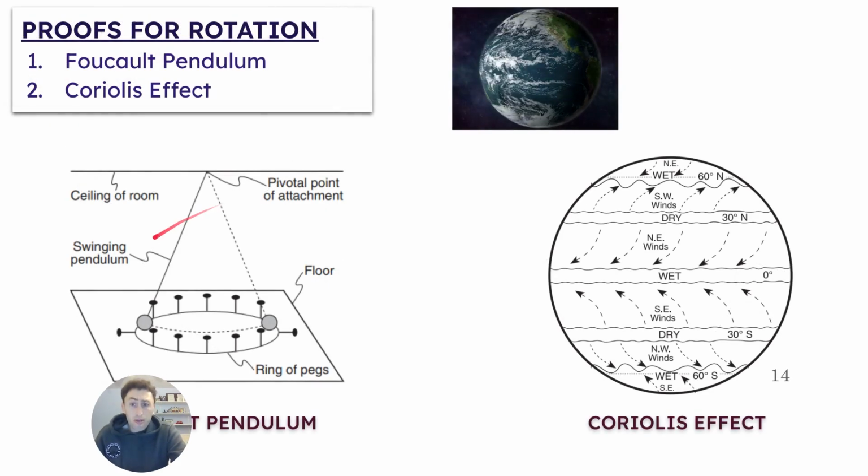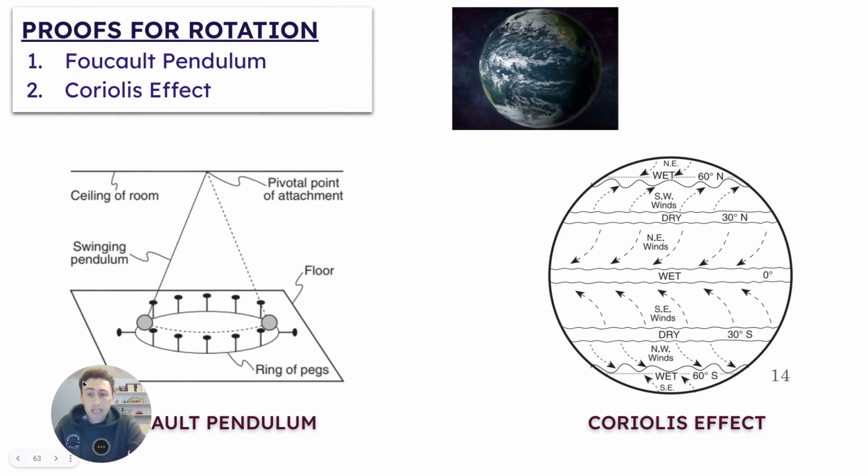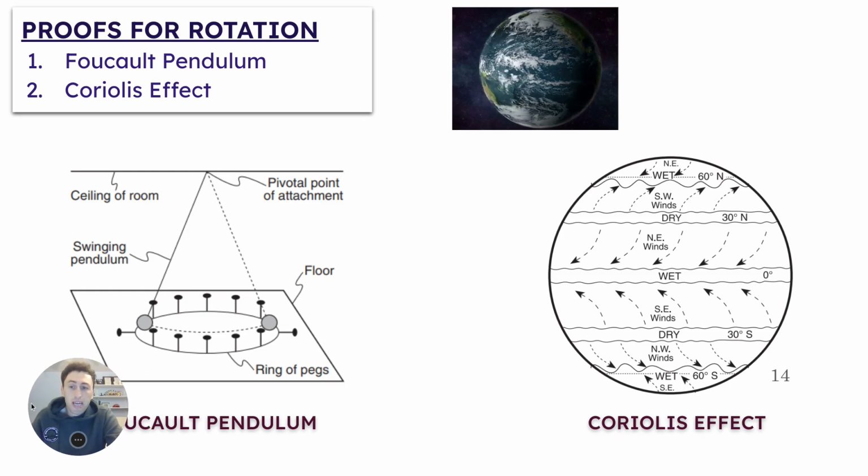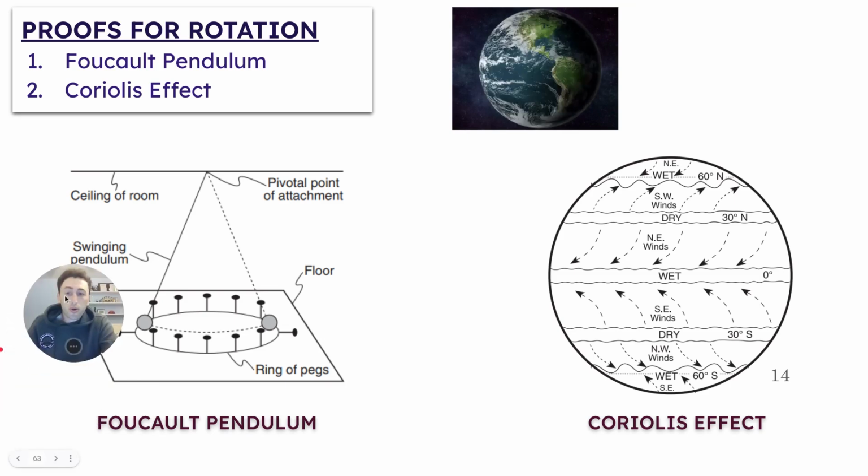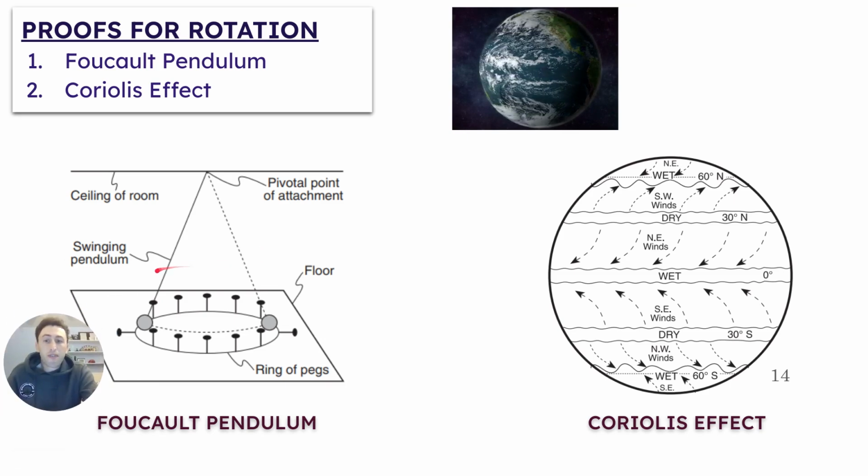Now, how do we know that the Earth rotates on its axis? How do we know that planets rotate on their axis? The answer is that there are two proofs: the Foucault pendulum and the Coriolis effect. Firstly, the Foucault pendulum is a free swinging pendulum that is moving side to side from the ceiling, but it will knock down all the pegs in the circle.